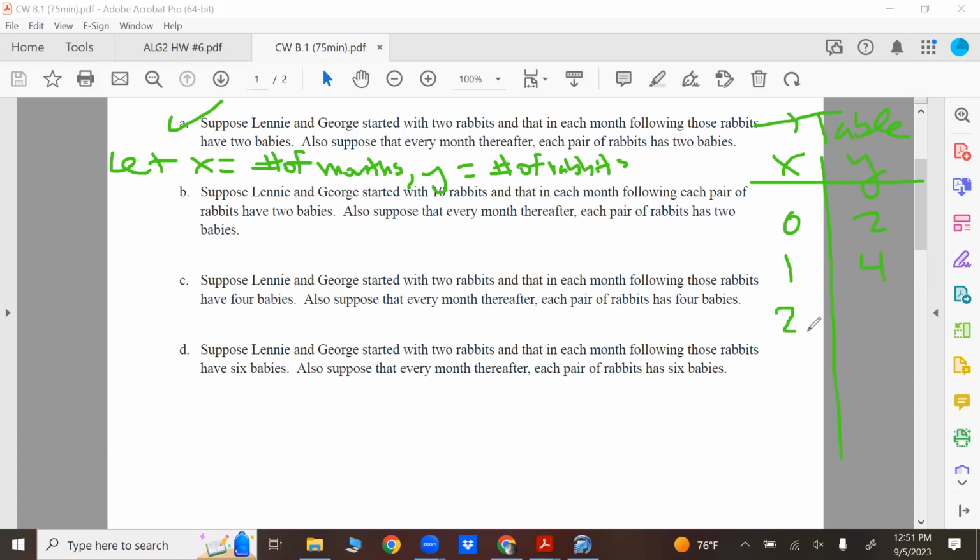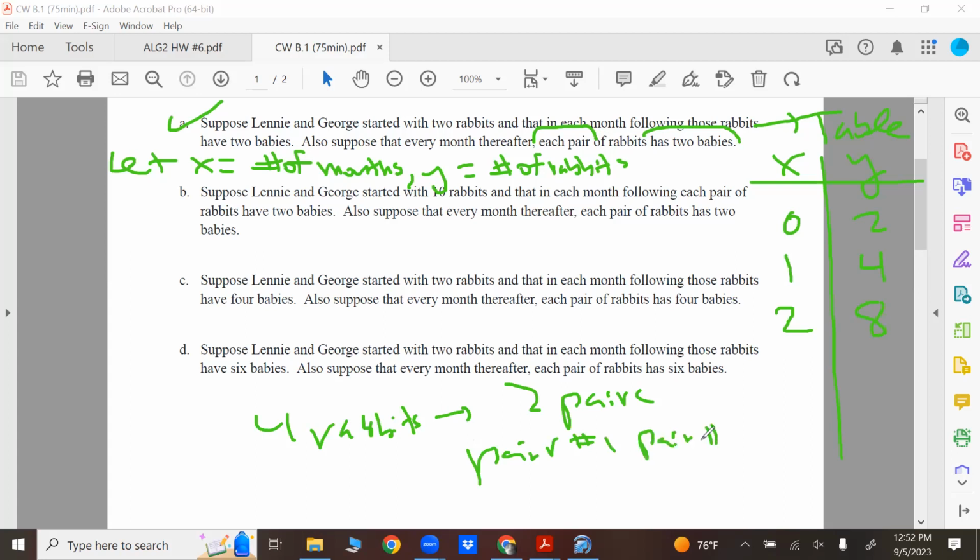Okay. Now this part's a little tricky. What do you think is going to be after 2 months? What do you guys think? I would say 8, and here's the reason why. They said that each pair has 2 babies. 4 rabbits is 2 pairs, right? So you have pair 1 and pair number 2. So guess what? Pair number 1 has 2 babies. Pair number 2 has 2 babies. And we had 4 previously, right? So 4 plus 4 is 8.